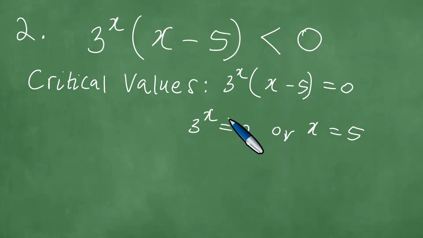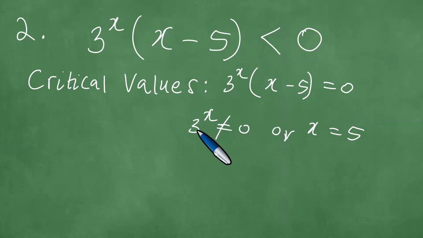But simultaneously, we know that the exponential function cannot be 0. So this 3 to the power x can't be 0. If ever we multiply these two and get a 0, it means either the first one is 0 or the second expression is 0, or they're both 0, because 0 times 0 is 0. If the first one is 0, the second one might not be 0, and 0 times whatever is going to be 0. So one is 0 or they're both 0.